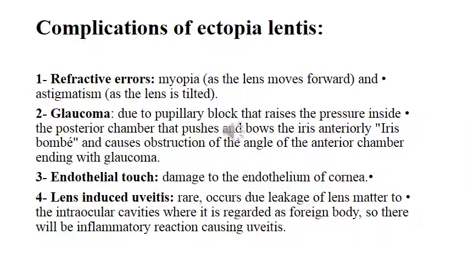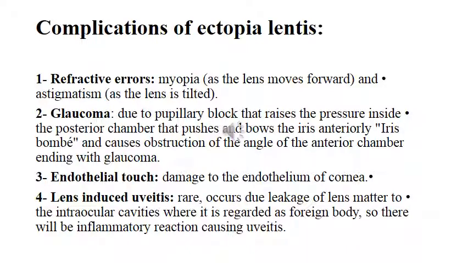When the lens moves inside the eye from its normal anatomical position, this will cause a number of complications. These complications are very important: refractive error, glaucoma, endothelial touch, and lens-induced uveitis. Refractive error is either myopia or astigmatism. If the lens is tilted, this will result in astigmatism. If the lens moves forward, this will result in myopia. If the lens is almost absent from the pupillary axis, this will result in hyperopia.